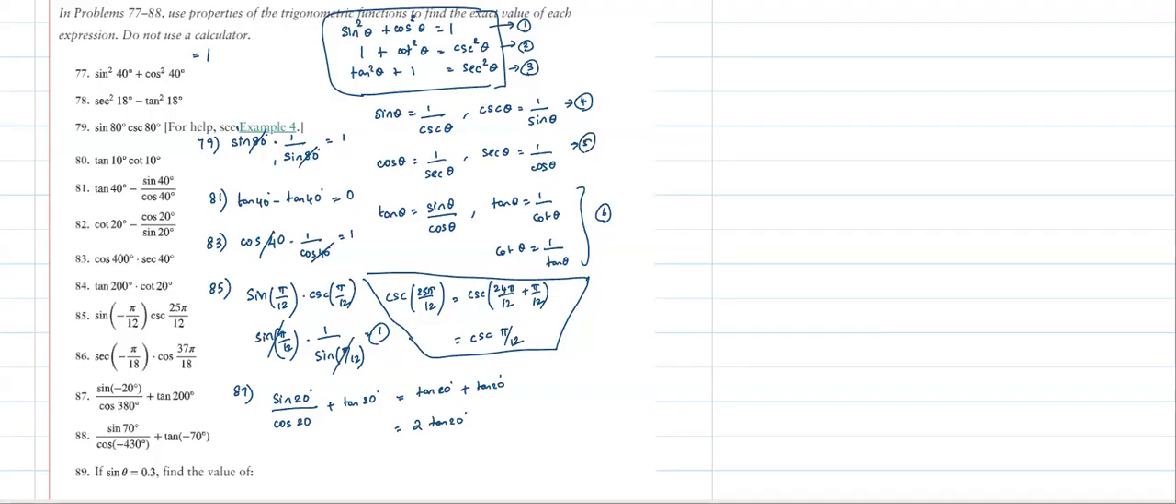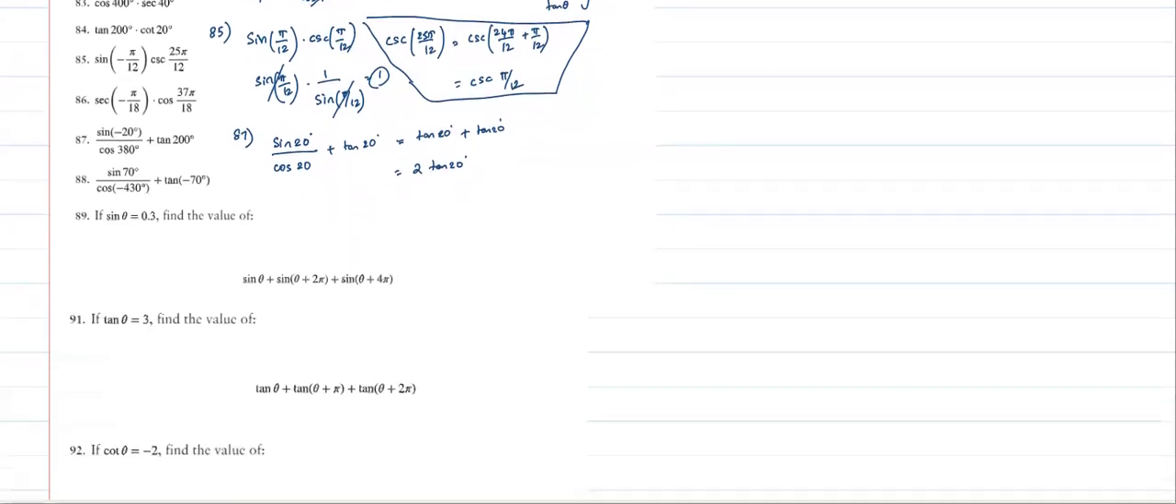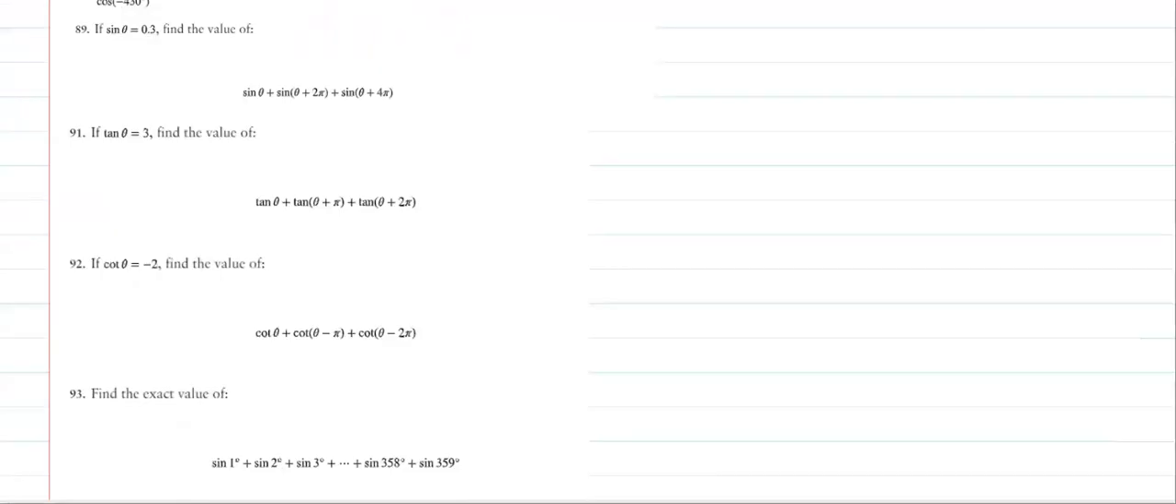Then that takes us to 89. In 89, you are given the value of sine theta and you have to find the value of the following. You remember that 2 pi is the period for sine, so every 2 pi, the same value is going to repeat. If sine theta is 0.3, then sine theta plus 2 pi is also 0.3. Sine theta plus 4 pi is also 0.3. And 3 times 0.3 is 0.9.